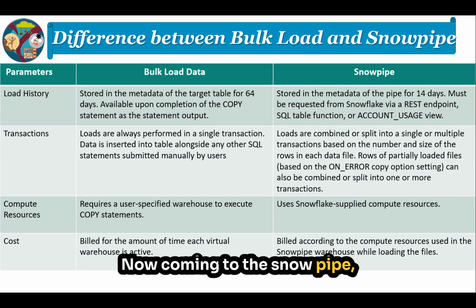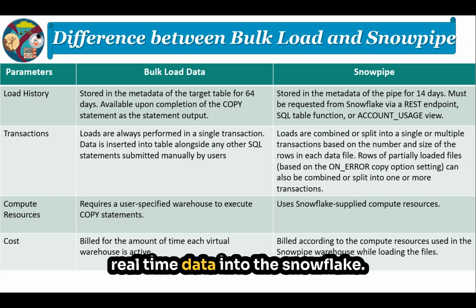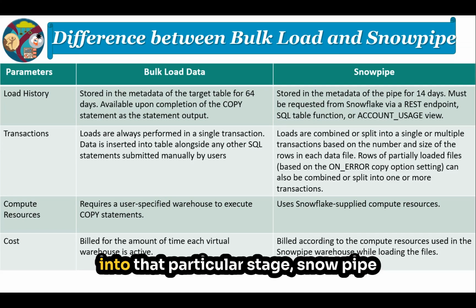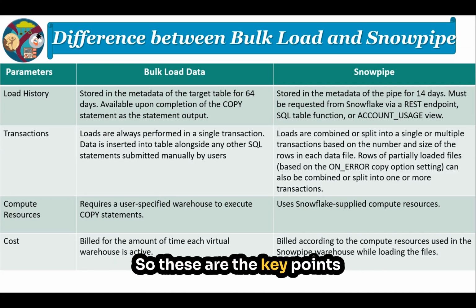Now coming to the Snowpipe, the frequency is very less. I mean, it almost brings near real-time data into Snowflake, and as soon as any new file arrives into that particular stage, Snowpipe automatically processes the data. So these are the key points we have already discussed.